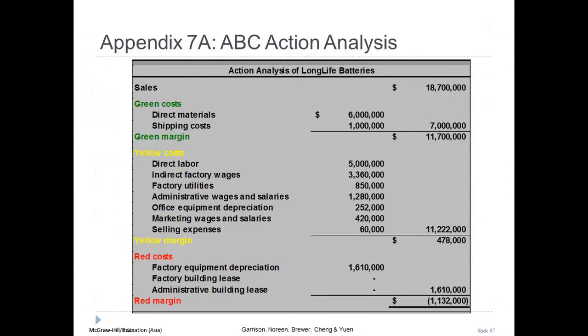The last step is to calculate green, yellow, red margins. So for example, the green, yellow, red margins for long life battery would be $11.7 million, $478,000, and negative $1.132 million, respectively. So in this example, before they would decide to eliminate the long life battery line, they would need to commit to taking management action where required to reduce costs or redeploy resources.